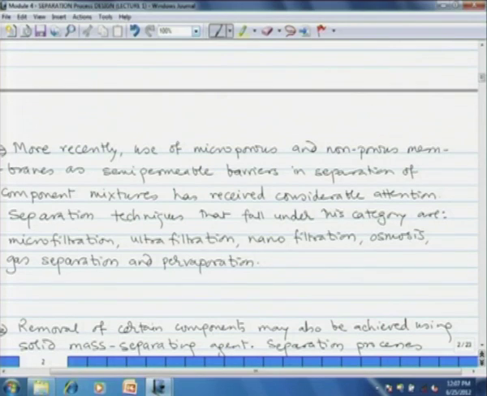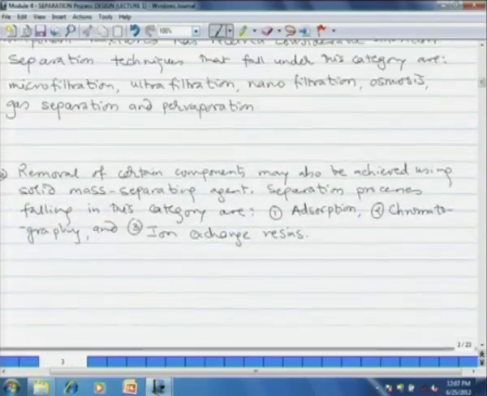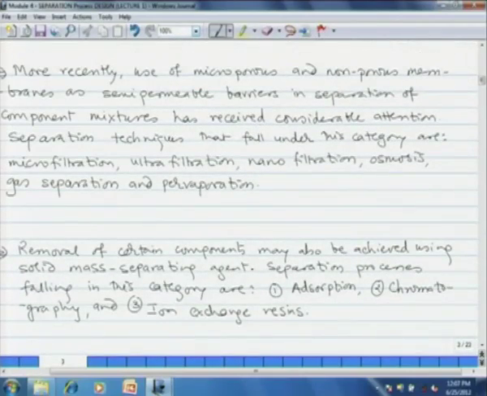More recently, use of microporous and non-porous membranes as semi-permeable barriers in separation of component mixtures has received considerable attention. The separation techniques that fall under this category are microfiltration, ultrafiltration, nanofiltration, osmosis, reverse osmosis, gas separation and pervaporation. Now, these separation processes have the merit that they are less energy intensive as compared to distillation and absorption.